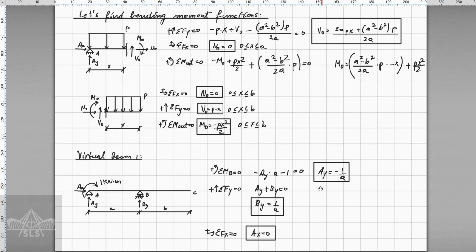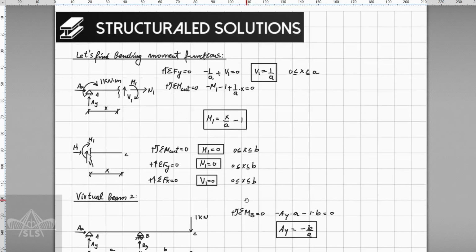So here we have determined the support reactions AY, BY, and AX for the virtual beam 1. And then we find the bending moment functions where we have discontinuities, just like we did before. And these are going to be the bending moment functions and shear functions, and of course for axial we are not going to have any, as there is no lateral load again acting on the beam.